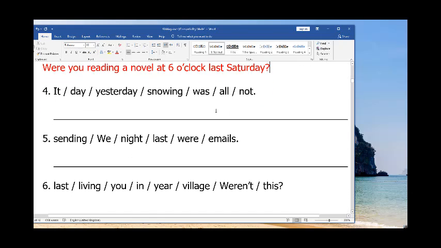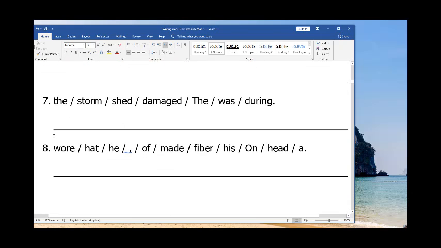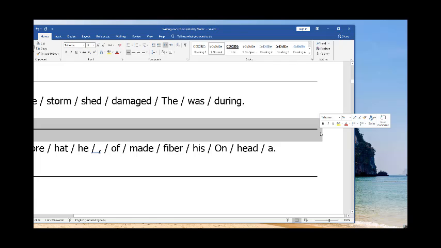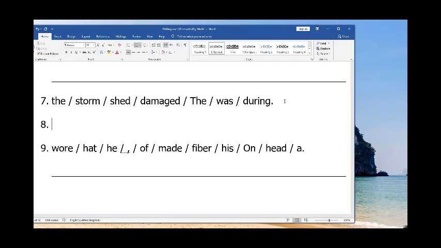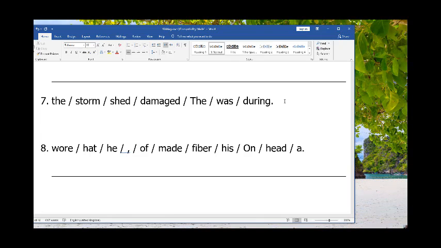Okay, let's see which one. Let's try number 7. Okay. Here, I have the storm, shed, damaged, the, was, during. Miss Ines, this is a very hard sentence. Okay, I tell you something. I will make it easier. I will explain for you the words and then we can arrange the sentence.